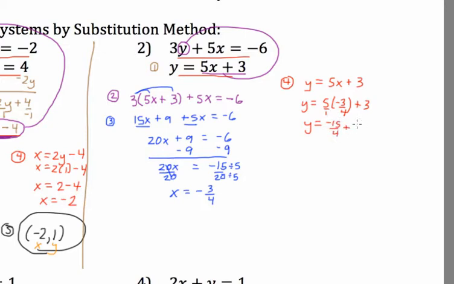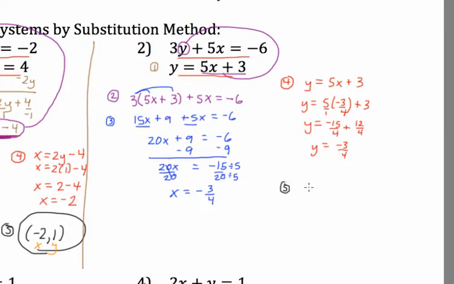And then I'll change 3 into 12/4, which will give me a common denominator so that I can add the tops. -15 and 12 is -3/4. So y is -3/4. Again, if you got -0.75 on your calculator, that's fine.